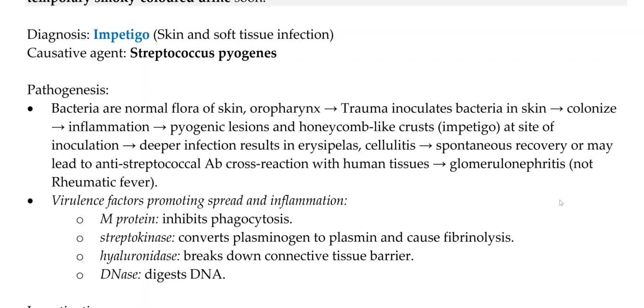Now, what are the virulence factors which will promote spread and inflammation of this bacteria? Earlier also we have discussed this: M protein in the cell wall that inhibits phagocytosis. It has streptokinase, which converts plasminogen to plasmin and causes fibrinolysis. The third virulence factor is hyaluronidase, which breaks down the connective tissue barrier, mainly made up of hyaluronic acid, and DNase will digest the DNA and make the pus liquid in nature, which is easy to spread.